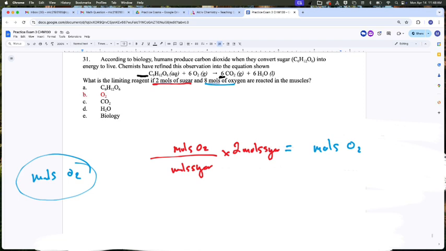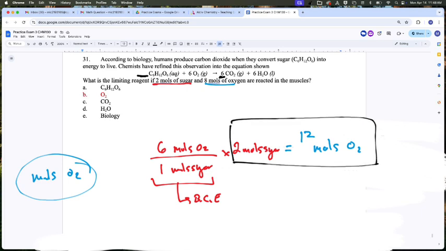Okay. Where do I find the conversion factor for that? It's the coefficient for my balanced chemical equation. 6 moles of oxygen is 1 mole of sugar. So to react 2 moles of sugar, I need 12 moles of oxygen. How many moles of oxygen do I have? I have 8 moles of oxygen, which means oxygen is my limiting reagent. Done.